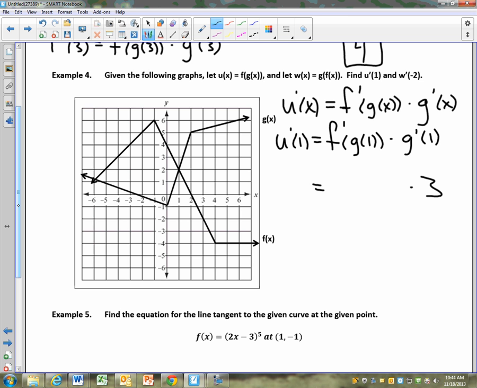Now, before I find the rate of f, I first have to evaluate g of 1. What is g of 1? If I go over to 1, g has a value of 2, so now I evaluate the rate of f at 2. So what is the rate of change of f at 2? Negative 2.